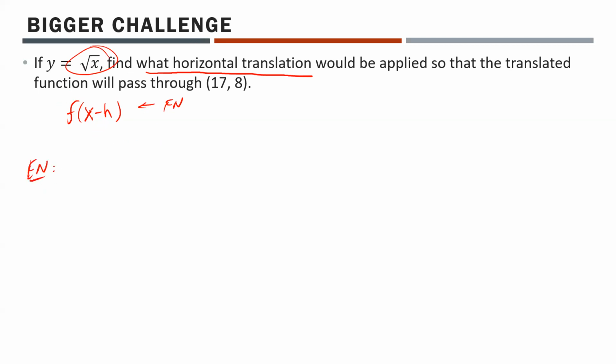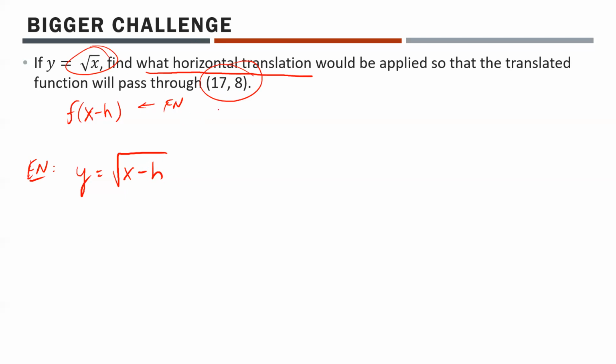In equation notation, we just need to replace our x with an x minus h. So this gives me y equals the square root of (x - h). Now here's what's funny about this one. Since we know y equals the square root of (x - h), and we're trying to figure out what that horizontal translation will be, we just need to take a coordinate that we know, namely (17, 8), plug it into here and figure out what on earth h could be. Bear with me on this one.